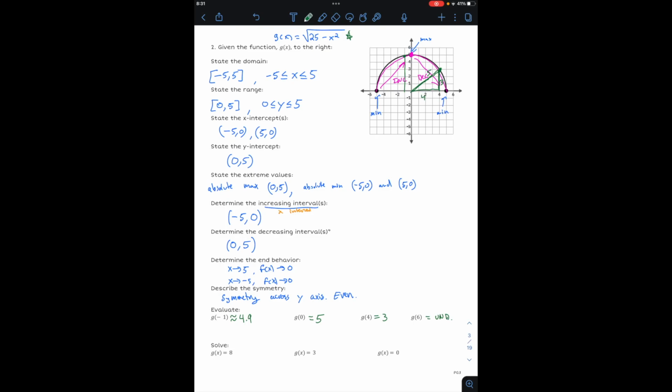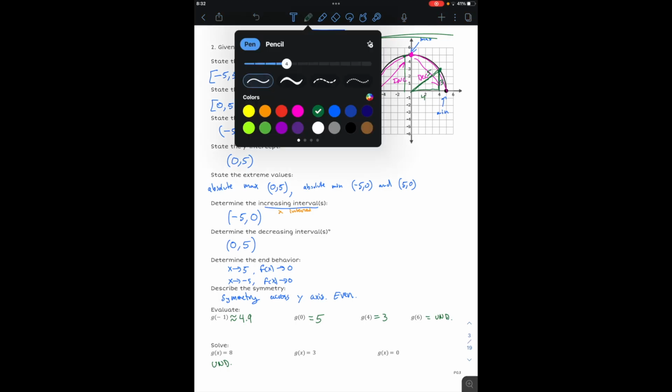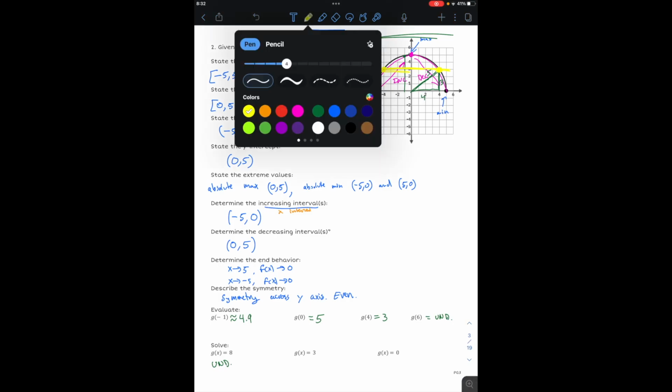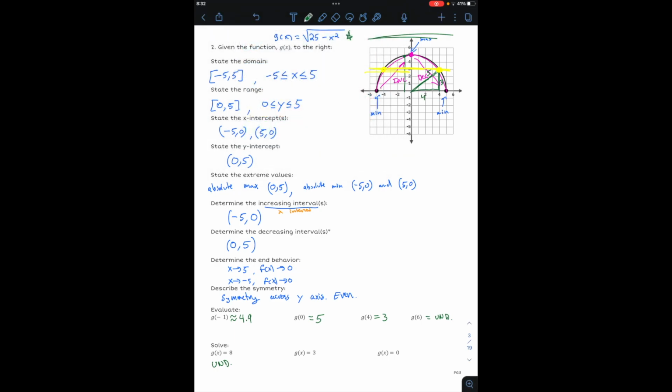Okay, g of x equals 8. Again, g of x equals 8 would be way up here. Our function just doesn't get up there, so we are undefined up there. g of x equals 3. So go a little yellow. My graph's getting messy. g of x equals 3 is here, right? So we said one of those was when x is 4. The other is when x is -4. So we have two possible answers: x equals 4, x equals -4.